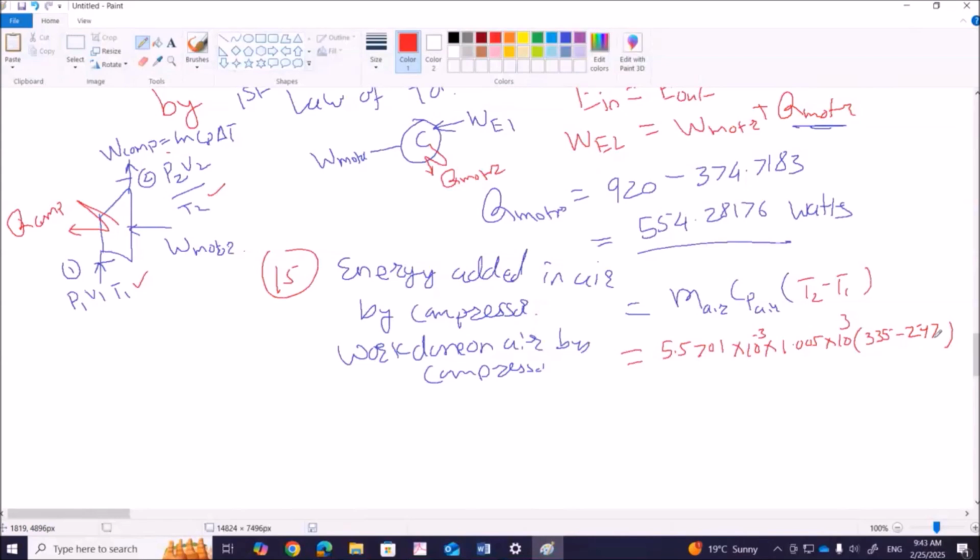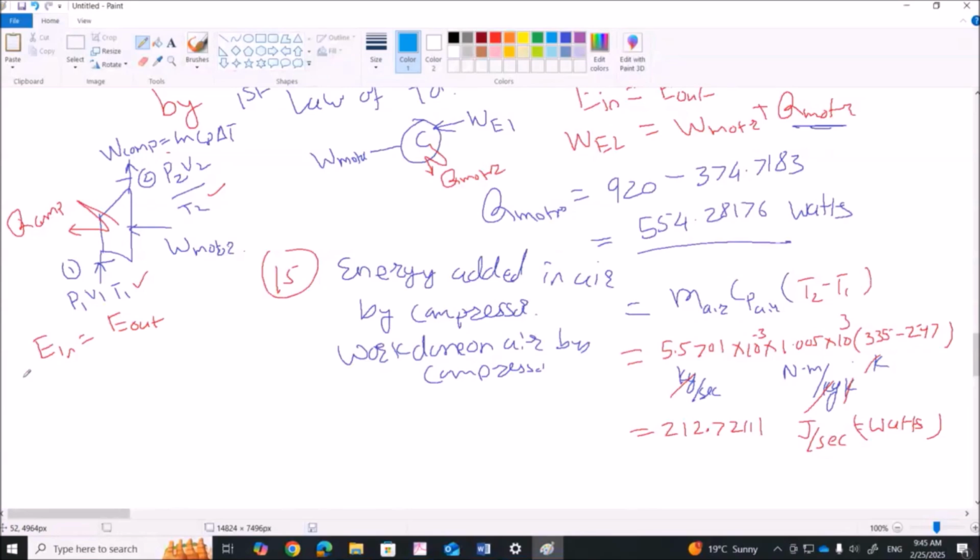See the unit now here. Play with units, you will find the mistake if there is any. Mass flow rate, kilogram per second. Specific heat, joules. Joules means Newton meter. Joules per kg Kelvin, and this is Kelvin or degree centigrade. Here Kelvin gets cancelled, kg gets cancelled. Newton meter per second means joules per second, and it is nothing but watt. Work done by the air, energy added, it is 212.72111 joules per second.